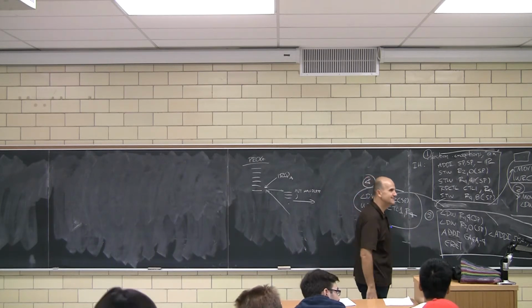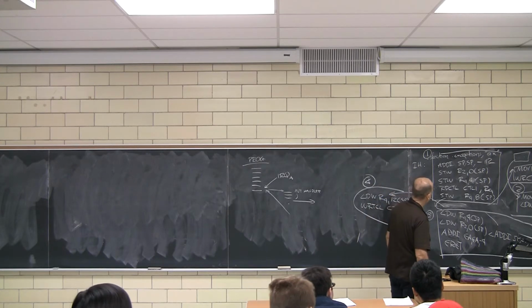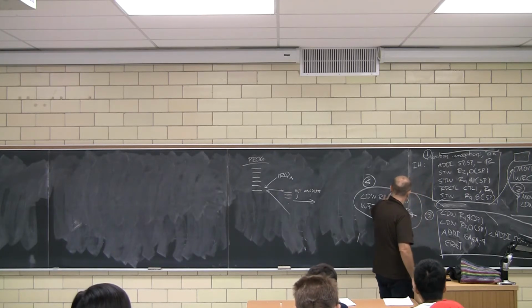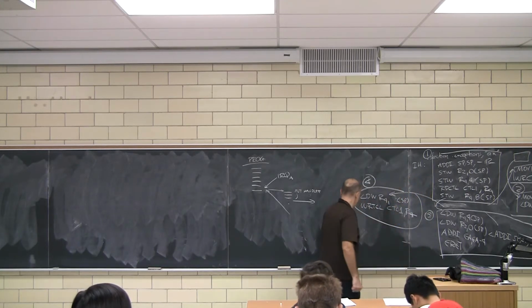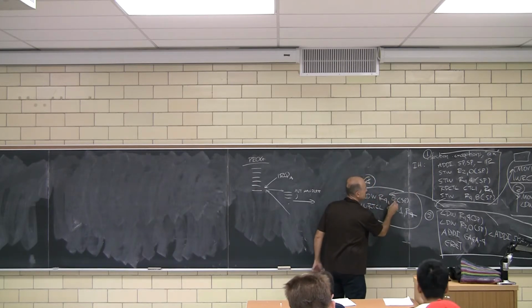Yes? In section 1 we store r4 at offset 8, and then in the fourth section we have offset 12. Why are we... I think that's called Occam's razor. The simplest explanation is the right one.